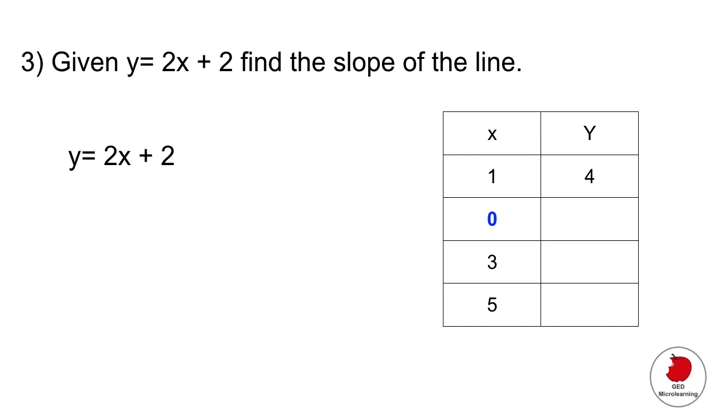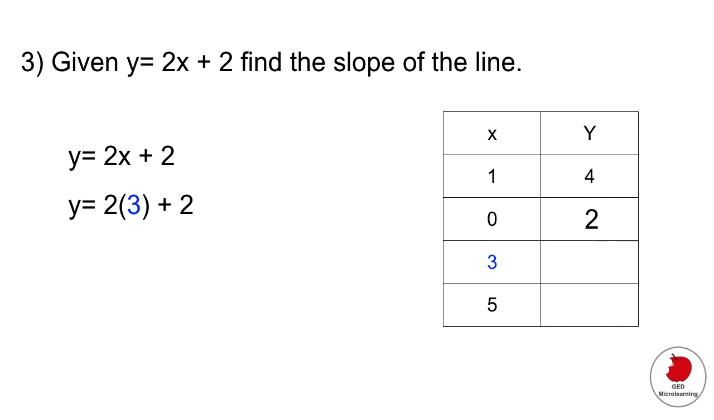So if we take the number 0 and plug it into the equation on the left like this, we have that y is equal to 2 times 0 plus 2, that's going to give us 2. So the value for y that we can put in the table is 2. All right, and this is all there is to it. So let's go ahead and do the next one.